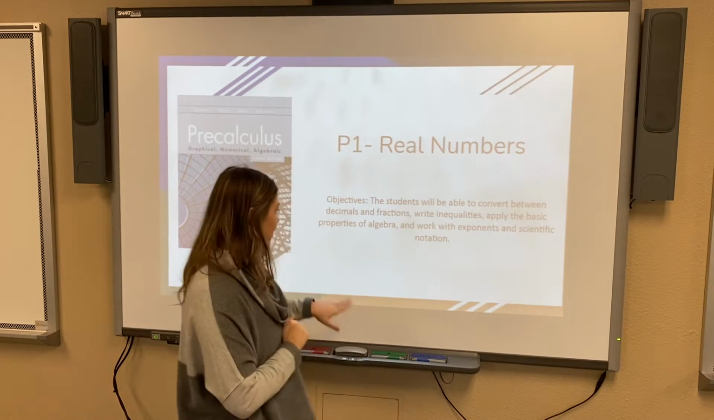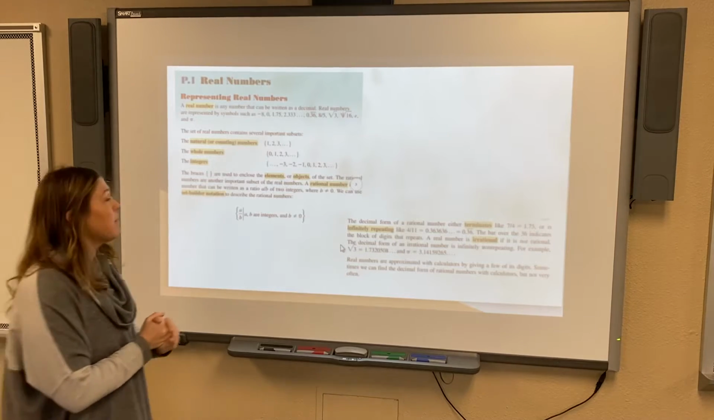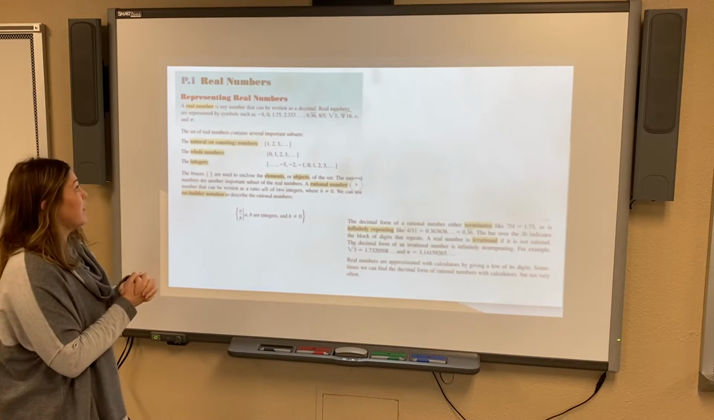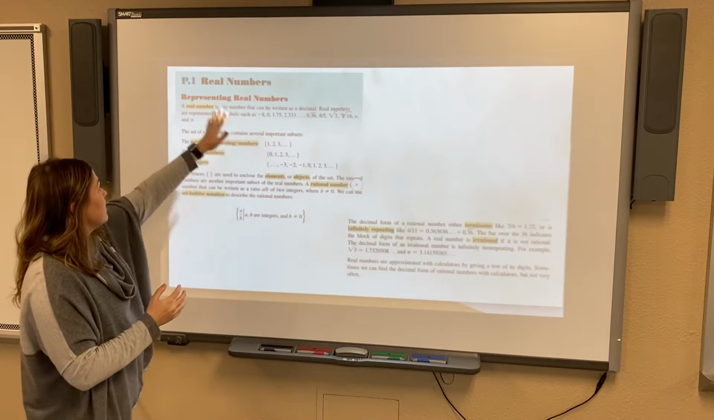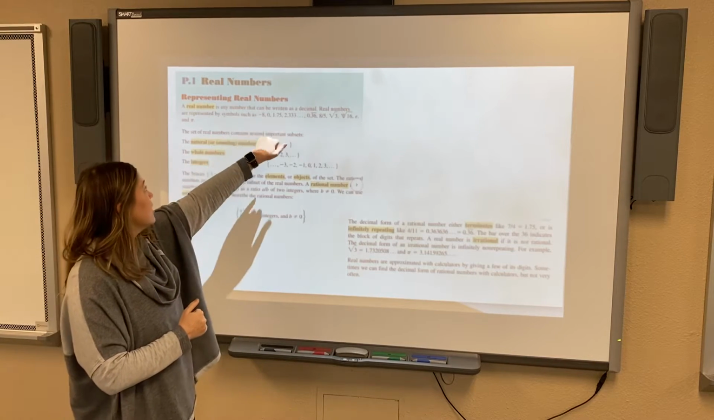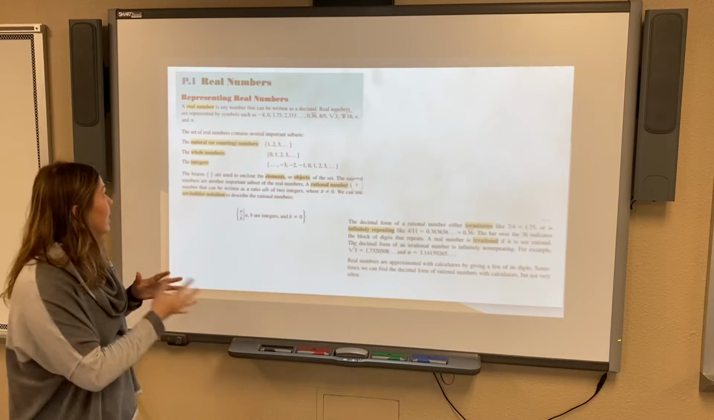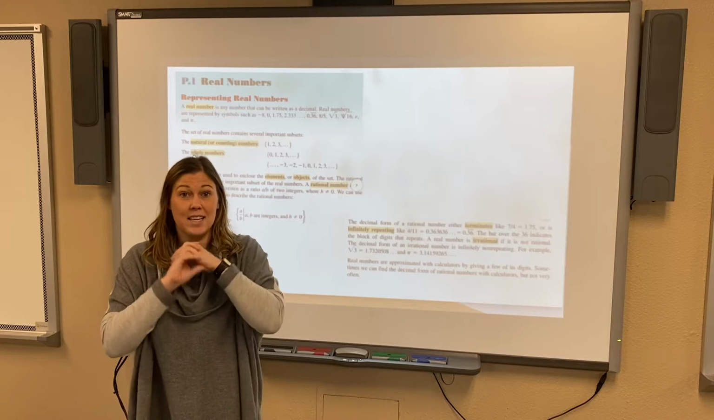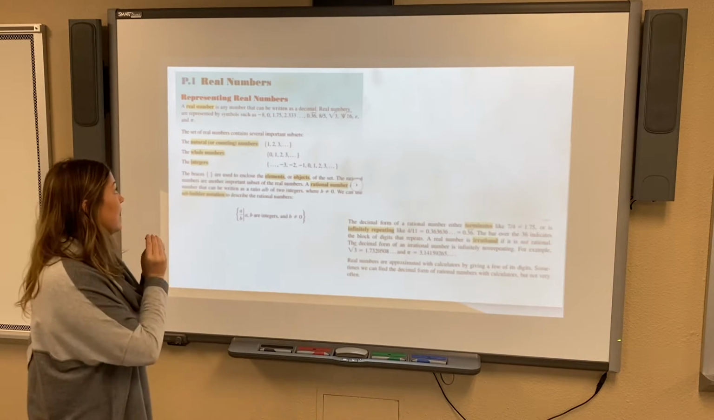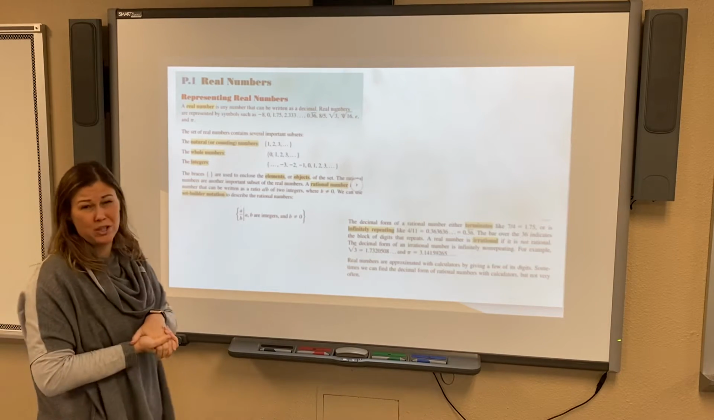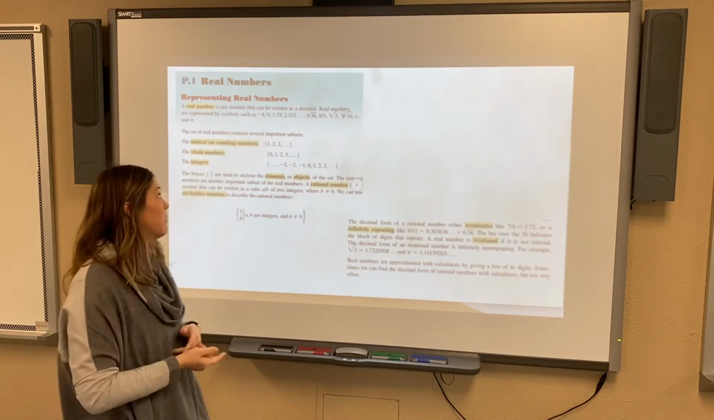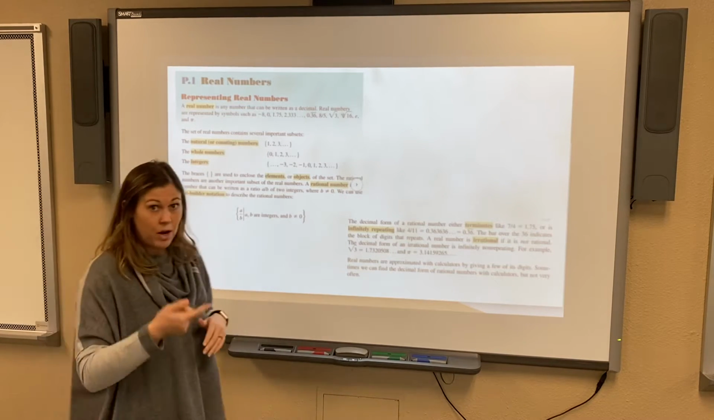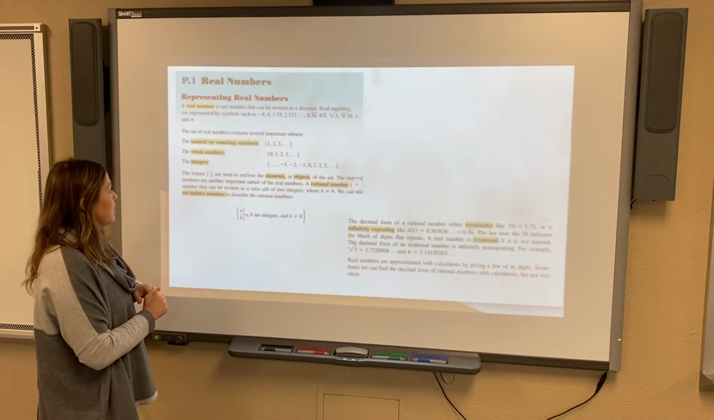So let's get started. First we're talking about the representation of what is a real number. A real number is any number that can be written as a decimal. Some examples are -8, 0, 1.75, 2.3 repeating, 0.36 repeating, 8/5. As long as it can be represented as a decimal, it is a real number. Natural numbers are your counting numbers, 1, 2, 3, 4. Whole numbers are the counting numbers with 0. Integers are negative, 0, and positive numbers. These are all examples of real numbers.